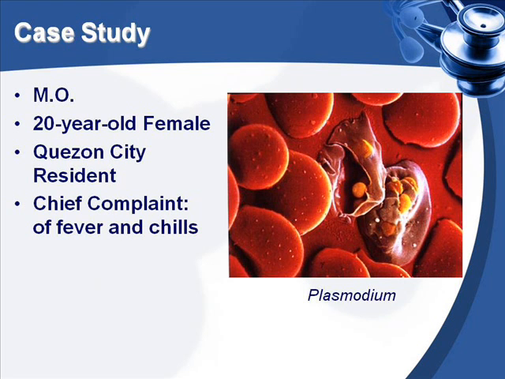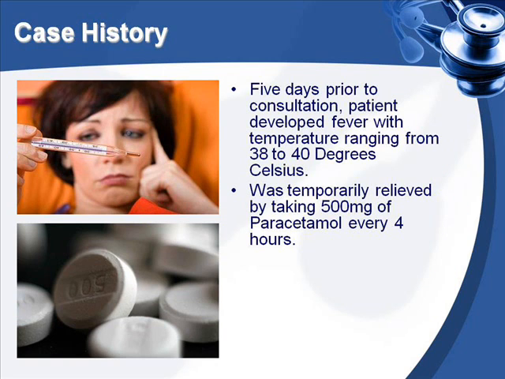Case study. Patient MO, 20-year-old female from Quezon City, has chief complaint of fever and chills. Case history. 5 days prior to consultation, patient developed fever with temperature ranging from 38 to 40 degrees Celsius. Was temporarily relieved by taking 500 mg of paracetamol every 4 hours.